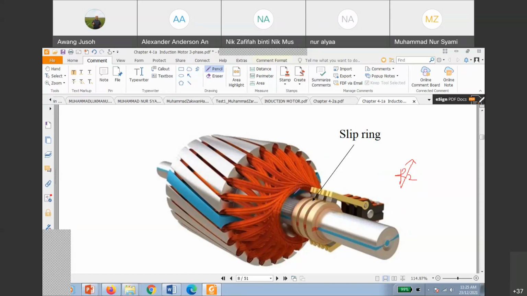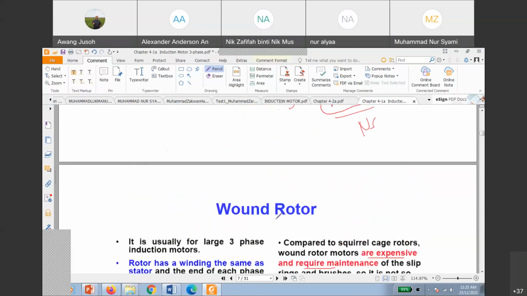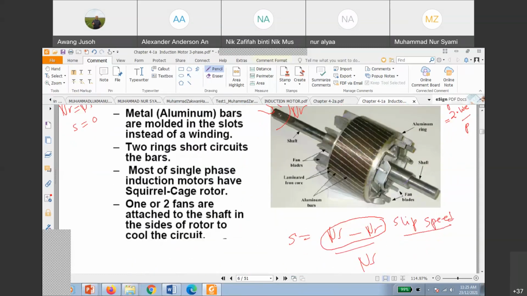You can see the difference between the wound rotor and the squirrel cage. In the squirrel cage, you don't have this. Just now I showed you the squirrel cage. See, there's nothing there. It's solid only. Solid, no slip ring, nothing. So how do you control the speed? Later on, I will talk about that.